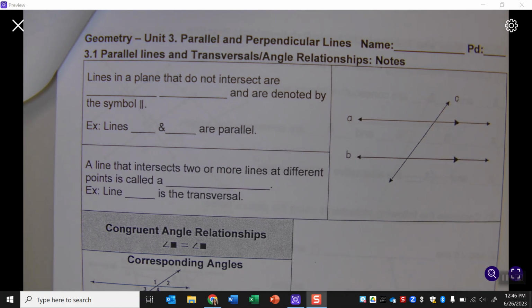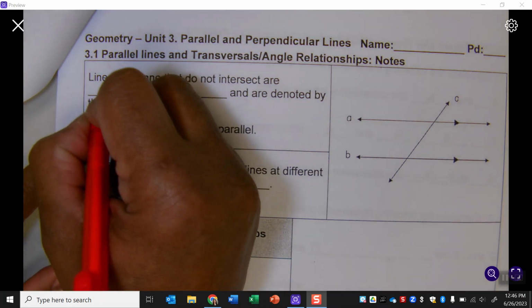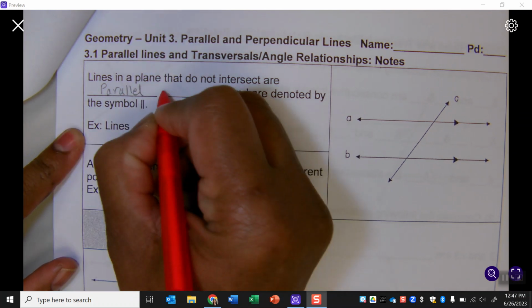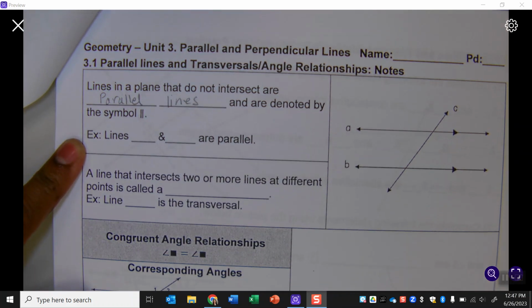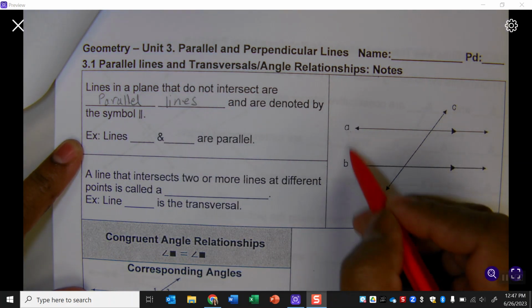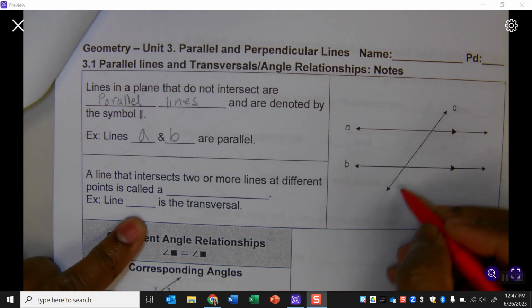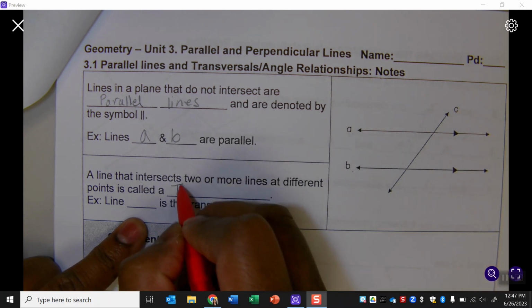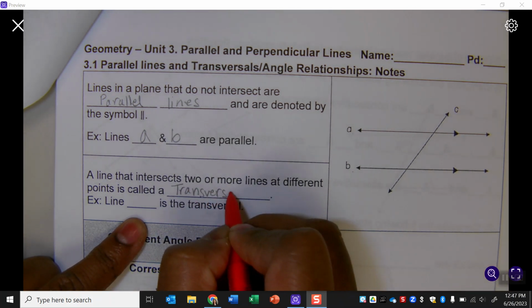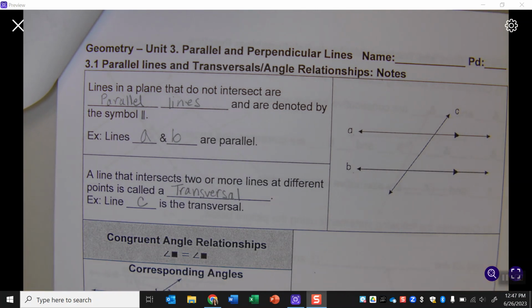So here is the first lesson for Unit 3, parallel and perpendicular lines. Lines in a plane that do not intersect are called parallel lines. My handwriting is not that great. On this little diagram, A and B are parallel lines, and a line that intersects two parallel lines like this is called a transversal. So this line C is a transversal, okay?